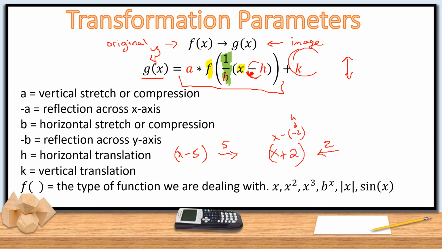So then f of x, the original function, the ones we're going to deal with are x to the power of 1, which is a linear function, x squared, which is quadratic, x cubed, which is a cubic, b to the power of x, so that is an exponential function, absolute value of x, and sine x. We might look at cosine as well, but mostly sine.